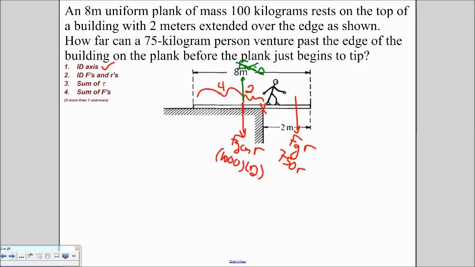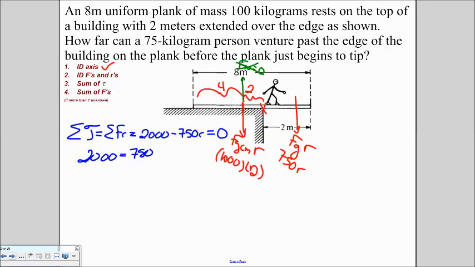Now we need to sum up our torques. The sum of torque is equal to the sum of my FR, which in this case, with counterclockwise positive, would be 2,000 minus 750R. Now, just before it starts to spin means the sum of my torque is 0. So 2,000 is equal to 750R. Divide by 750, and you get your R.